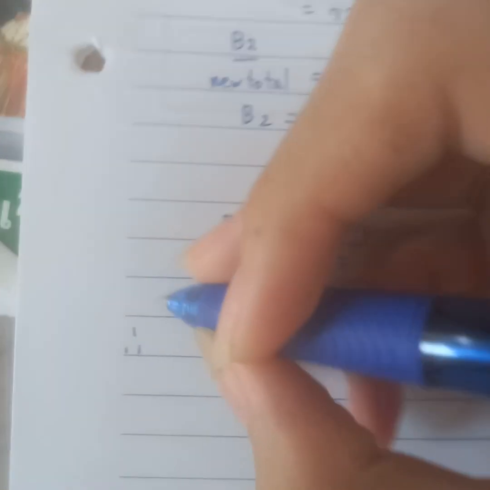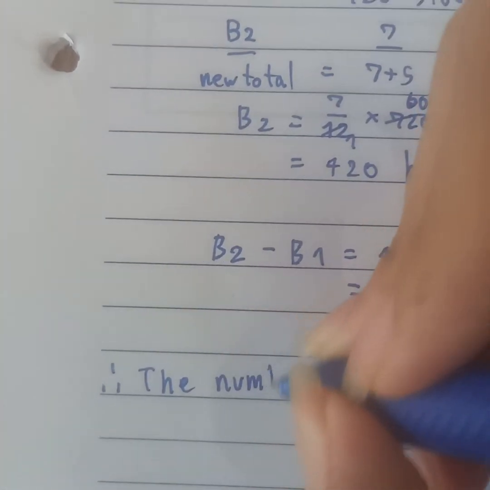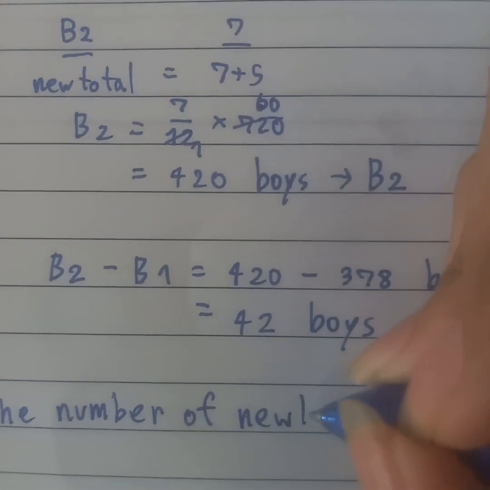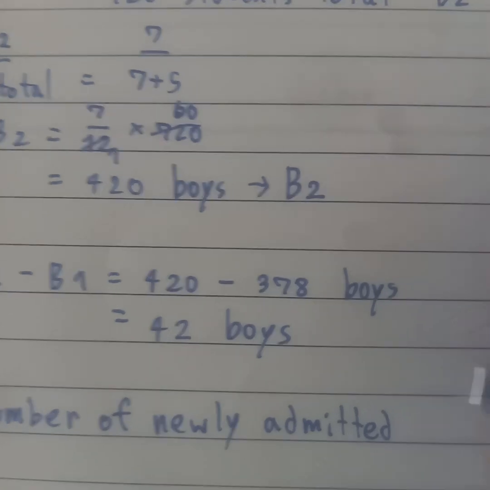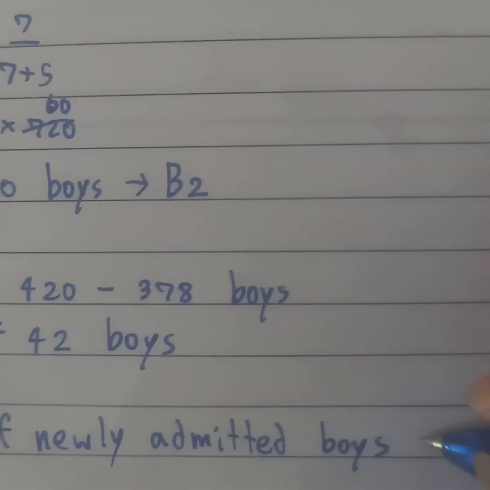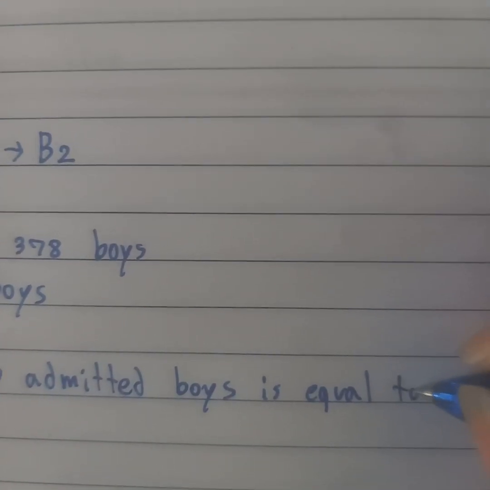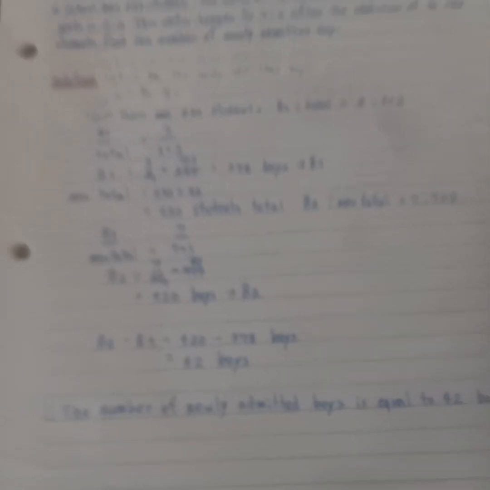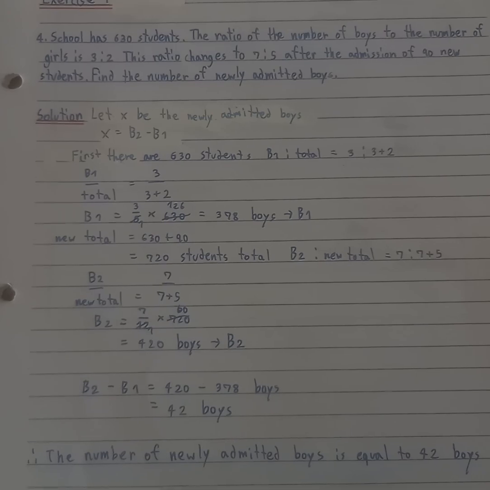So we can write that the number of newly admitted boys is equal to 42 boys. And that is how you solve exercise 1 question 4.